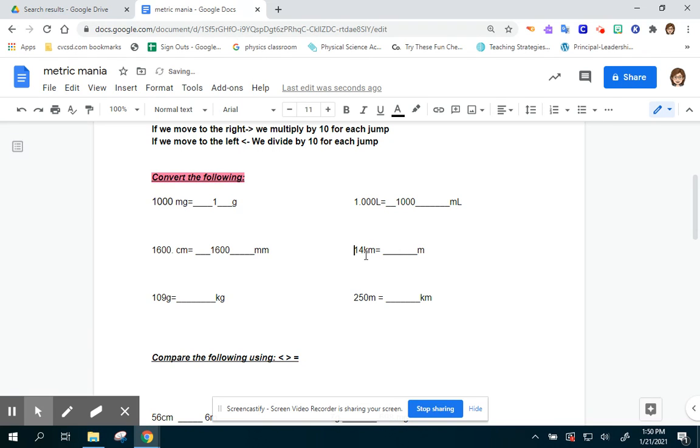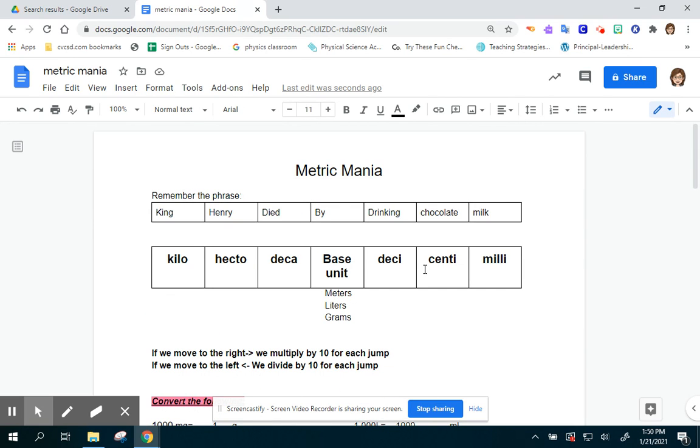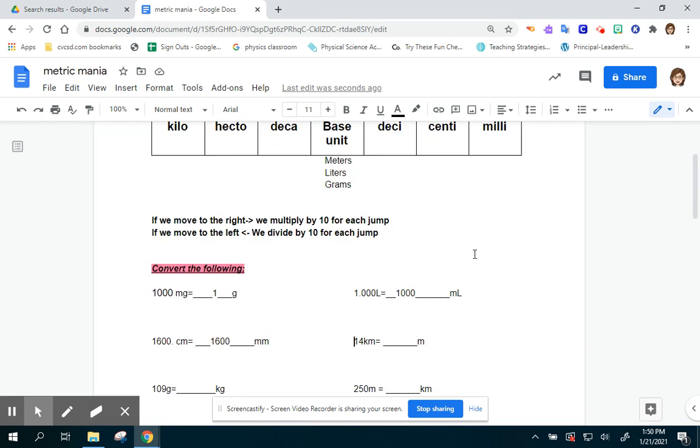Hopefully, this is making sense. Make sure, the biggest problem people have is they're going in the wrong direction. So make sure you always move it in the right direction. And all you have to do is look at what you start with and what you end with. Are you going to the right, or are you going to the left? And then you move your decimal point the same exact direction.